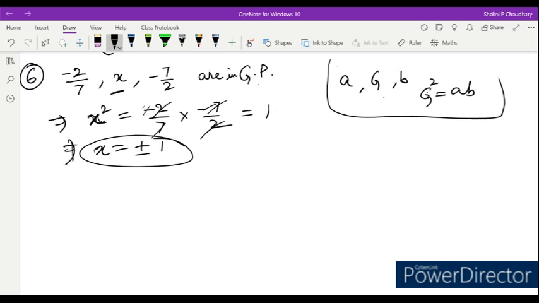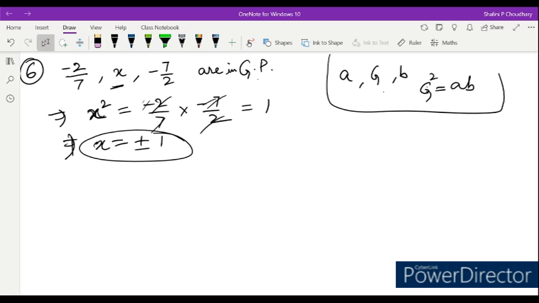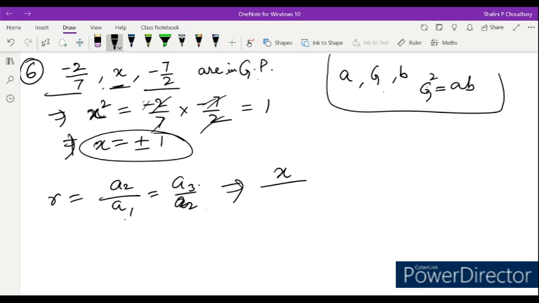This is one method, and one more method is there. Simply, this is A1 the first term, this is the second term, this is the third term. See, basically r is what? r is equal to second term upon first term, A2 upon A1, that is equal to A3 upon A2. So we'll write here x is the second term, upon A1 which is minus 2 upon 7, and that will be equal to A3, minus 7 upon 2, divided by x.